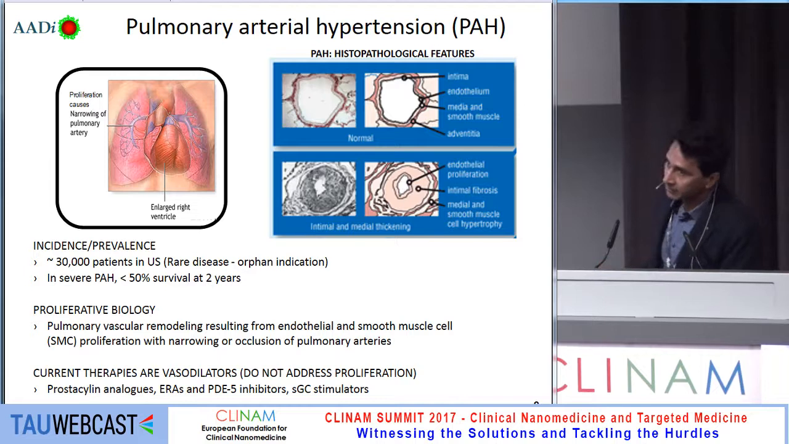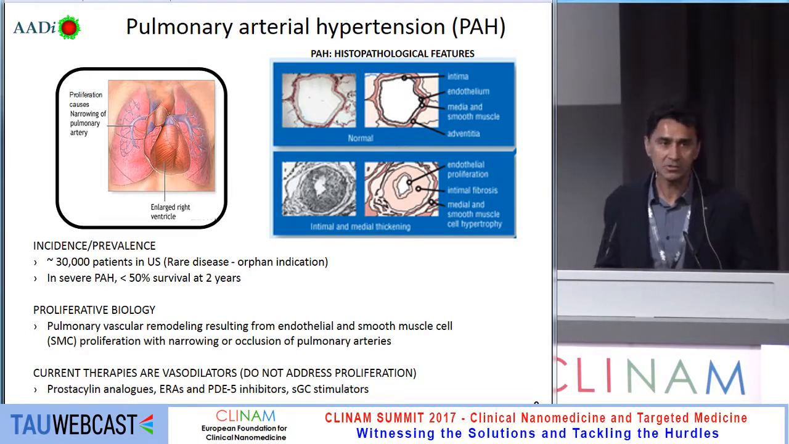These arteries are narrowed down, and then the heart has to pump with a higher pressure against these vessels to get oxygenation into the lung, which eventually then leads to right heart failure. So it's a very complicated disease. It's a debilitating disease, and it is driven by proliferation. And to date, there's been no approvals in this area that address the proliferative biology of the disease.